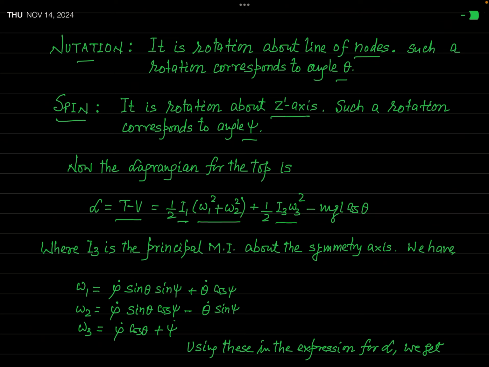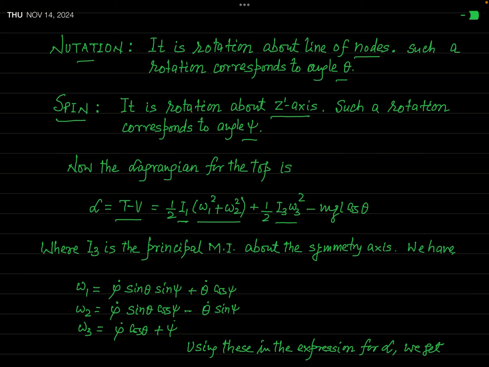Here, omega 1, omega 2 and omega 3 are the components of the angular velocity of this body along the three principal axes. Okay, these are components. These are also denoted by the symbols omega x dashed, omega y dashed and omega z dashed.